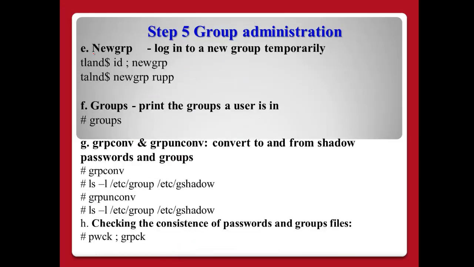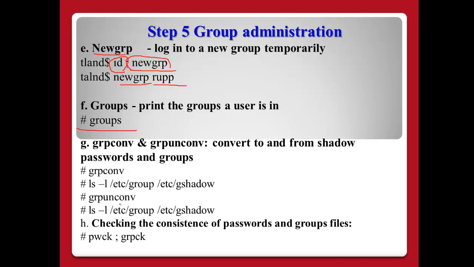Now the newgrp command, which logs into a new group temporarily. At first, we can use the id command to check the groups. After that, if I use newgrp, in this case, I can see the primary group. If we want to change to another group using newgrp, we write down the group as the primary group. And if we want to see the group information, we can use the groups command.